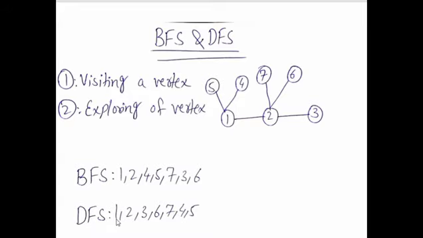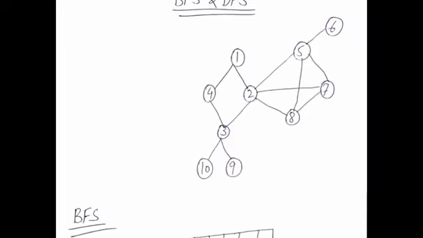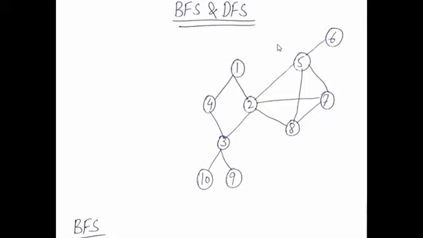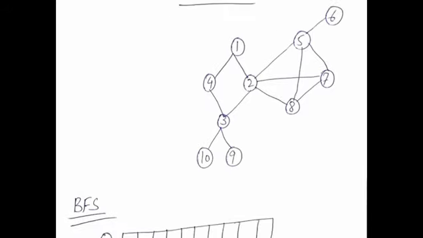Now we will discuss the breadth first search and depth first search in detail using this tree or graph. You can see that here we are having 10 vertices, and first we will understand the breadth first search. In order to apply the breadth first search, I will use one data structure, that is Q, right?